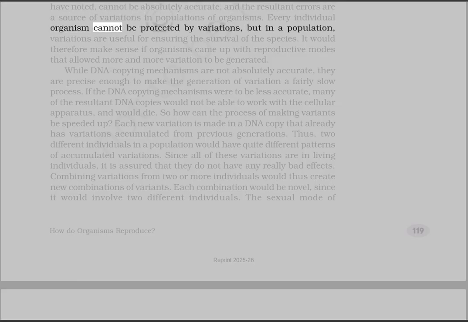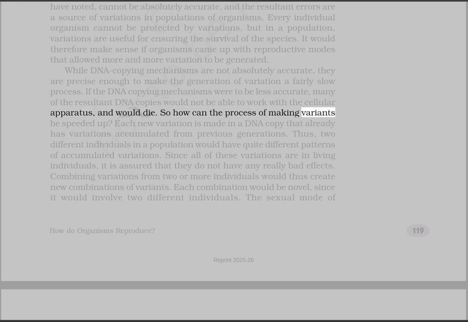Every individual organism cannot be protected by variations, but in a population, variations are useful for ensuring the survival of the species. It would therefore make sense if organisms came up with reproductive modes that allowed more and more variation to be generated. While DNA copying mechanisms are not absolutely accurate, they are precise enough to make the generation of variation a fairly slow process. If the DNA copying mechanisms were to be less accurate, many of the resultant DNA copies would not be able to work with the cellular apparatus, and would die.